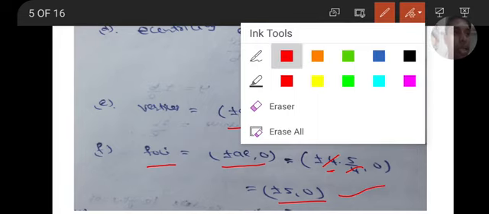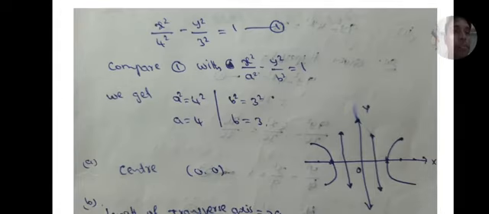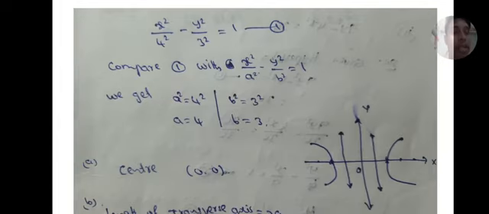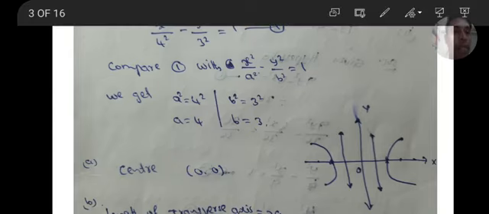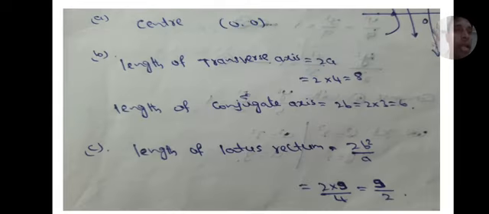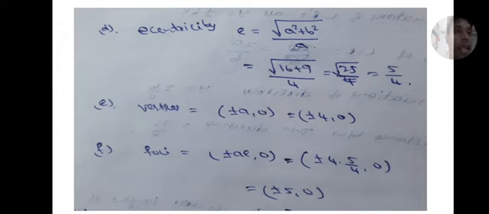This is the first problem. First we have to convert the given equation into the standard form and compare with the standard form x square by a square minus y square by b square equal to 1. We get a value, b value, then apply the formulas. Center, length of transverse axis 2a, length of conjugate axis is 2b, and length of latus rectum is 2b square by a, and eccentricity formula square root of a square plus b square by a, and vertices plus or minus a comma 0, foci plus or minus ae comma 0.